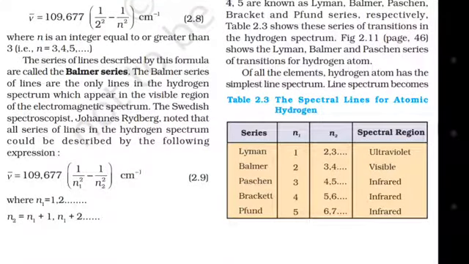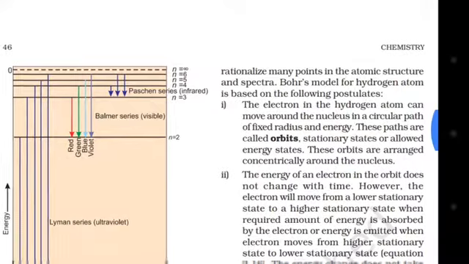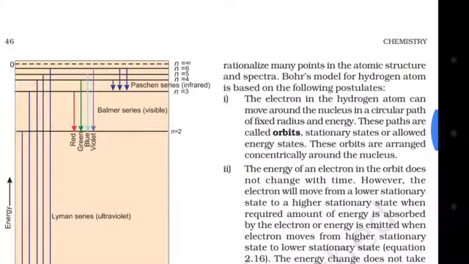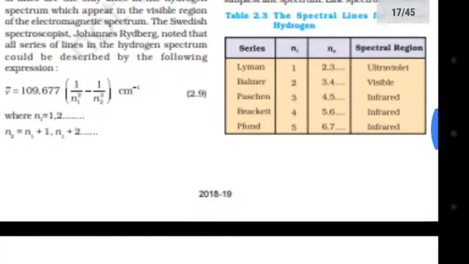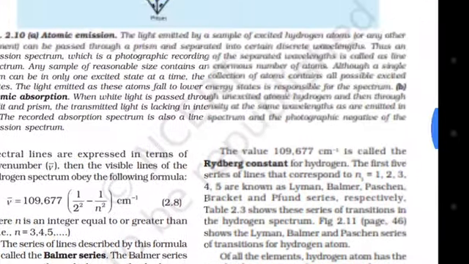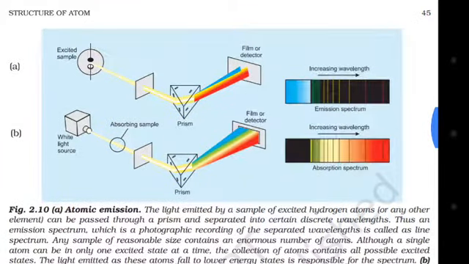Of all the elements, hydrogen atom has the simplest line spectrum. Line spectrum helps rationalize many points in the atomic structure. Bohr's model for hydrogen atom is based on the following postulates. Before we study these postulates, let us get back to the last chapter where we have left this figure.